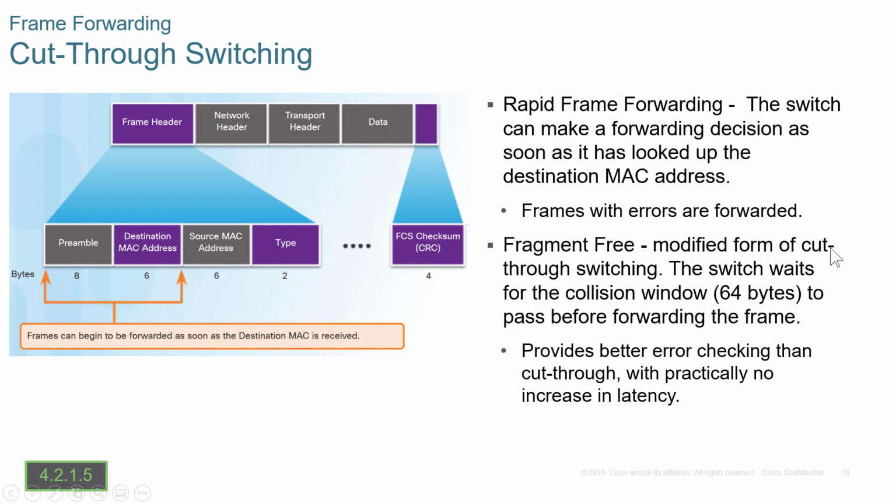Now, fragment free is a modification of cut through, rapid frame forwarding, where it receives the first 64 bytes of the frame to make sure the frame is at least the minimum allowable length. Frames are not allowed to be less than 64 bytes. And if it gets at least 64 bytes, then it can start sending it out. And that just avoids, with cut through, you can send out a runt frame that is obviously corrupt, because if the frame is less than 64 bytes, it will not be a valid frame.